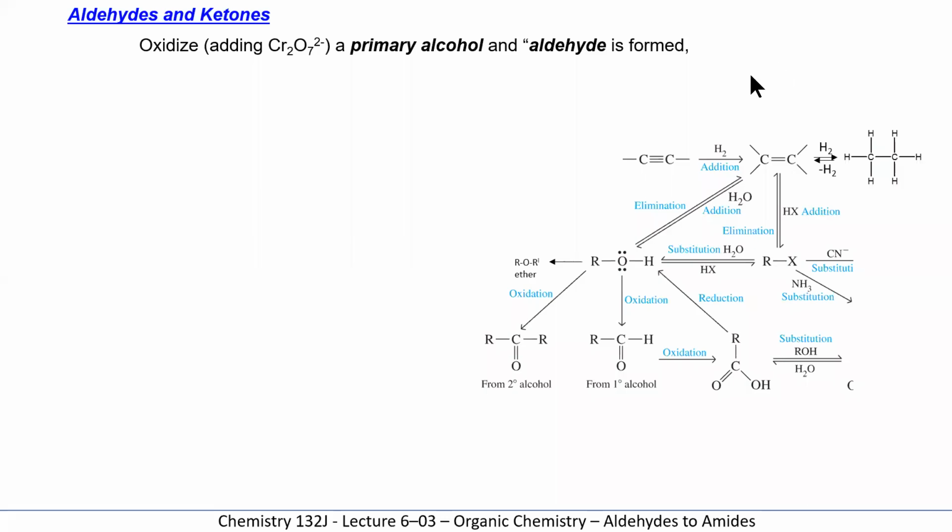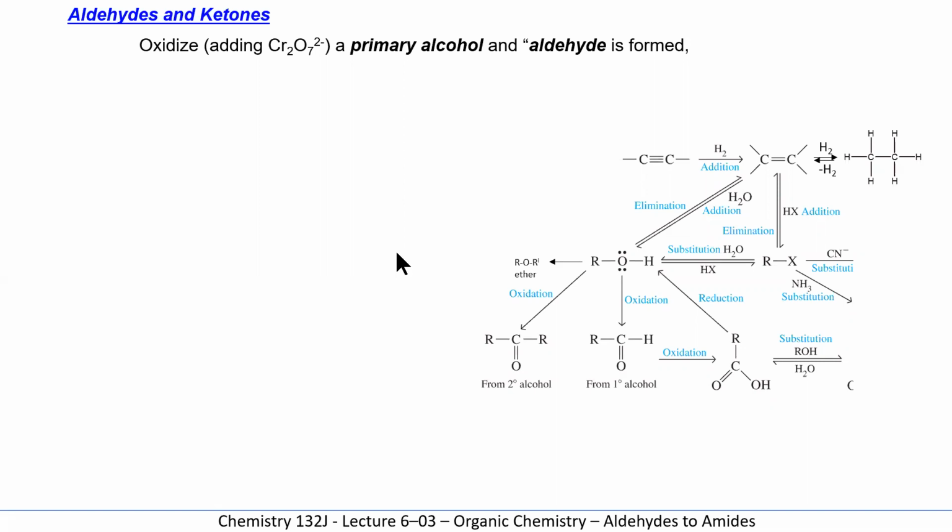G'day everyone. Today we are going to study some more organic chemistry. So we're going to start off by looking at aldehydes and ketones. And we can create aldehydes by oxidizing primary alcohols, and we can create ketones by oxidizing secondary alcohols. And let's talk about what that means.